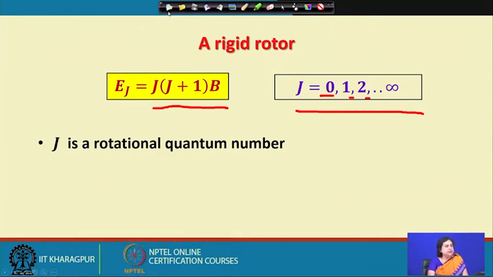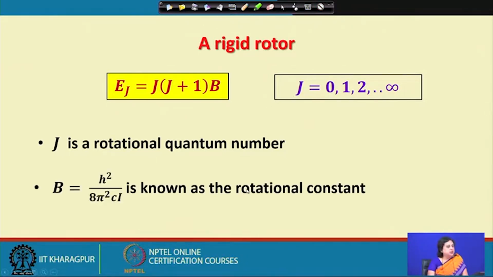In this case, there is another quantity that appears, and this quantity is B. So, what does B represent? B represents the rotational constant, and it is a characteristic property of the system that you are studying, because it depends on the moment of inertia of this rigid rotor, and that is the information of the specific system that is carried by B.